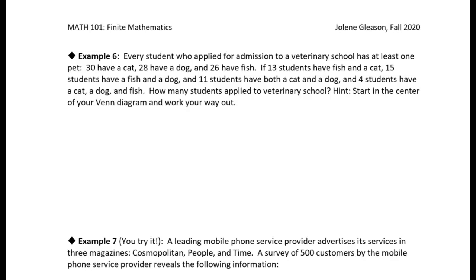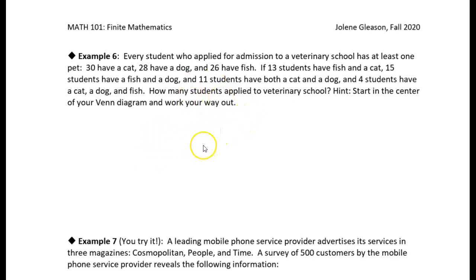Right, in example 6, every student who applied for admission to a veterinary school has at least one pet. 30 have a cat, 28 have a dog, 26 have a fish. Okay, we're just being given lots of information. So before I go and read this whole thing out, I kind of know what the categories are.